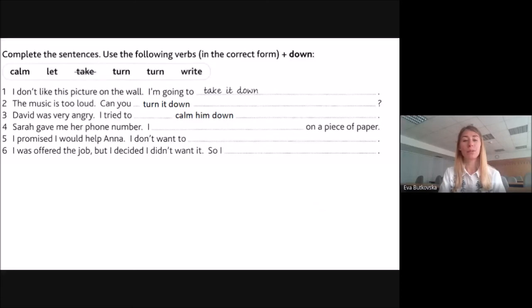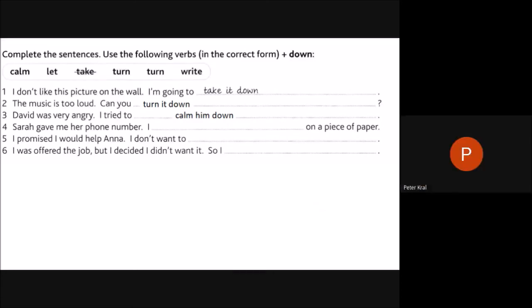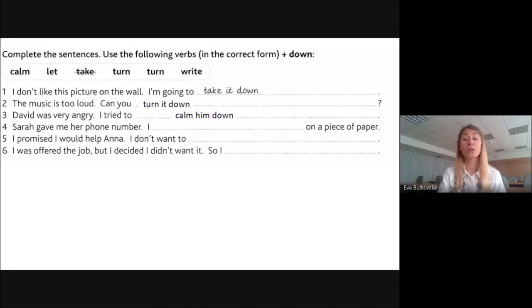Let's continue with number 4. Sarah gave me her phone number. I wrote it down on a piece of paper. Very good. I wrote it down. Number 5. I promised I would help Anna. I don't want to disappoint her. So remember the phrasal verb: disappoint somebody, let somebody down. So, let down. I don't want to let her down, or I don't want to let down Anna. This is a good phrasal verb for you to remember.